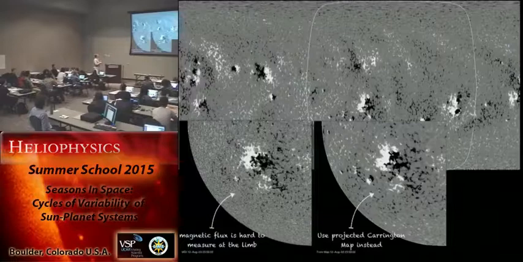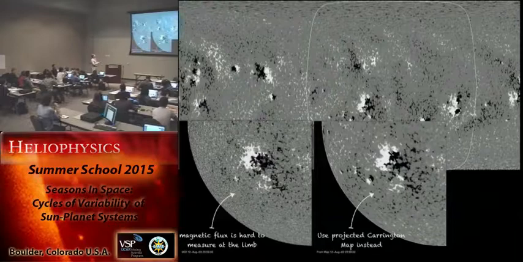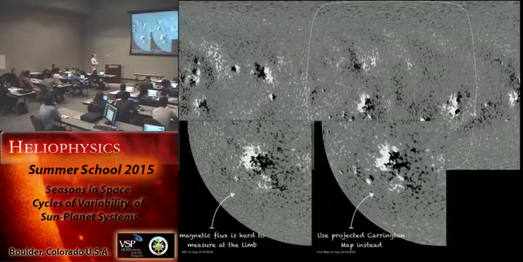There's one little complicating factor, as Andres showed. The magnetic flux at the limb is hard to measure, because you're measuring the line of sight flux. One way to get around this is to use the Carrington maps that Andres showed. You can take a Carrington map and turn it into a magnetogram and make much better measurements of the magnetic flux on the limb.